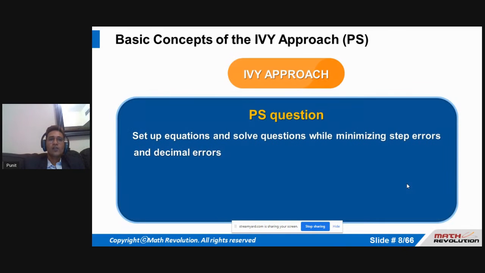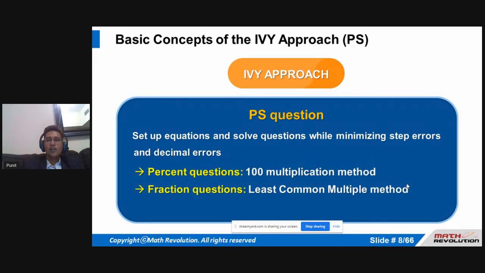Let's understand the basic concepts of the IV approach. What does a PS question mean and how do we solve it? Now you will start looking at something very important, and you can make a note of it on your paper or copy. A PS question is all about setting up equations, which we have talked about. You need to solve questions and minimize the step errors. If you involve more steps, the chances of making an error in those steps increase. So if you have fewer steps, that is where you can reduce the errors. The major errors are step errors and decimal errors, which we will talk about, because decimals are very freaky and at times it becomes very difficult to manage.